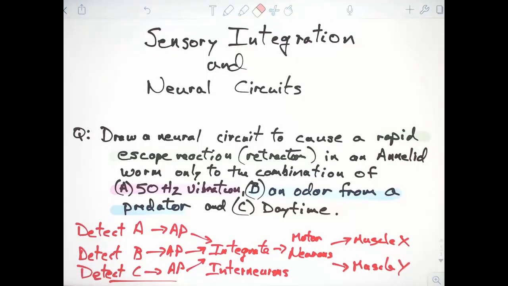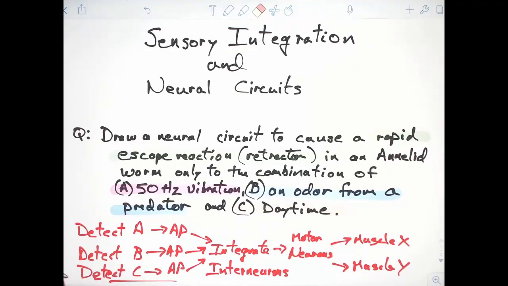In this segment, I'm going to talk about sensory integration and neural circuits. We're going to draw a neural circuit to cause a rapid escape reaction, retraction, in an annelid worm only to the combination of 50 Hz vibration, an odor from a predator, and daytime.